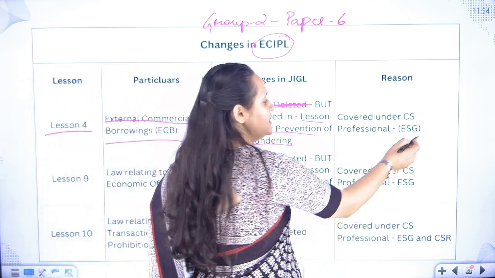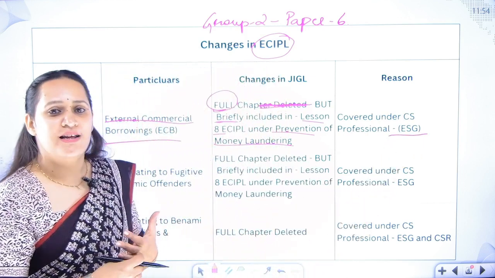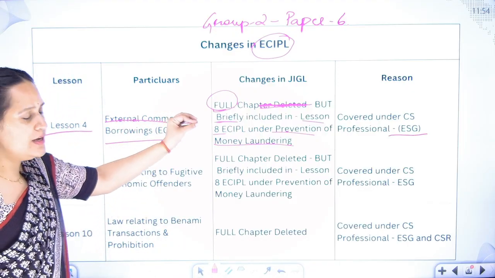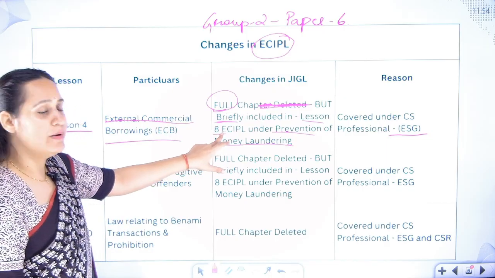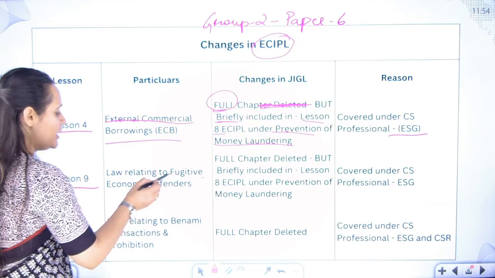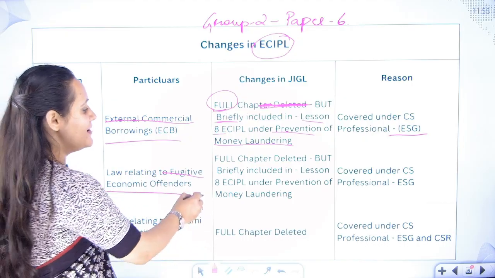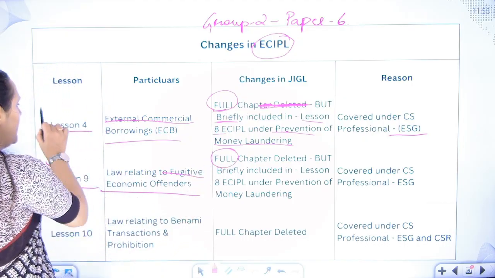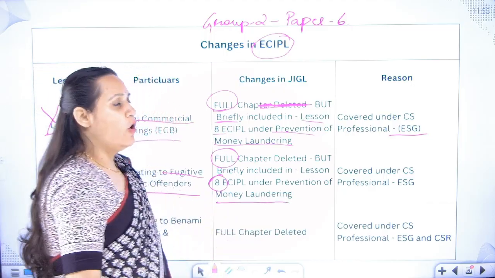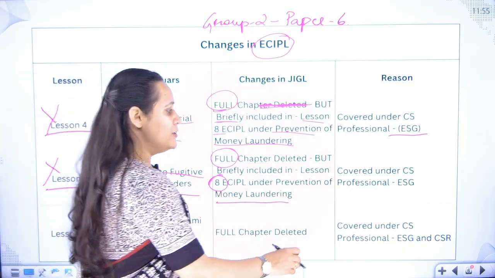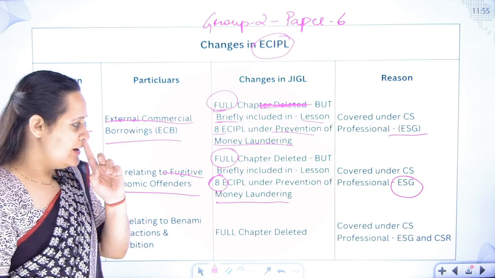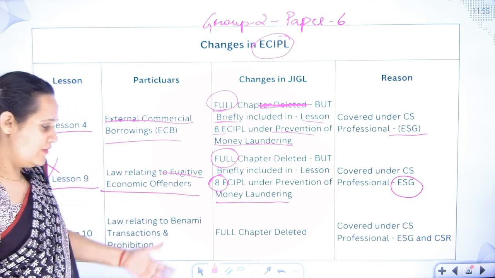Also, it is covered under CS professional program under ESG paper. That is why they have deleted it at the CS executive level, but briefly a part of it is included under lesson number 8 of ECIPL itself. Next, lesson 9, law relating to fugitive economic offenders. The entire chapter is deleted. But briefly, a brief introduction has been given under lesson number 8, law relating to prevention of money laundering, and also it is covered under ESG subject at the professional level. That is why they have deleted it from the executive level.